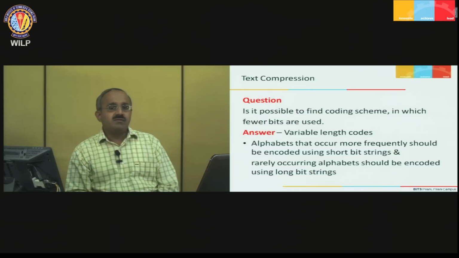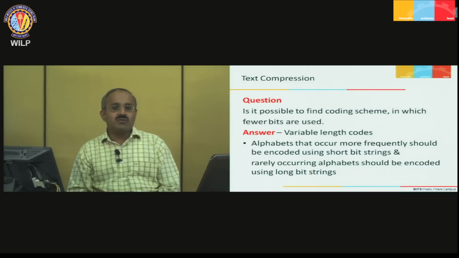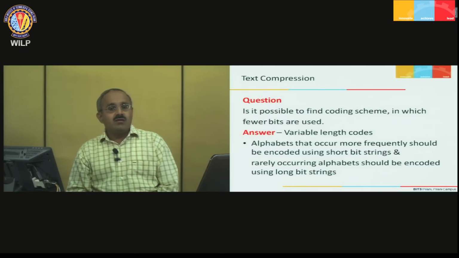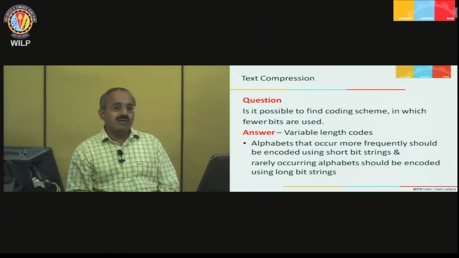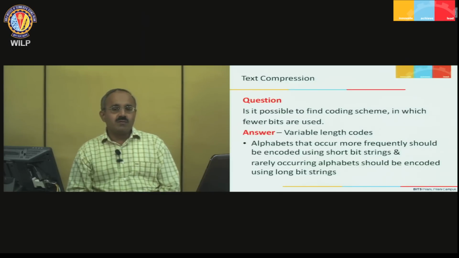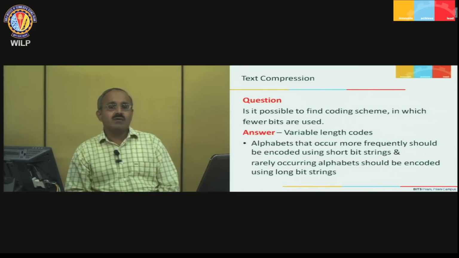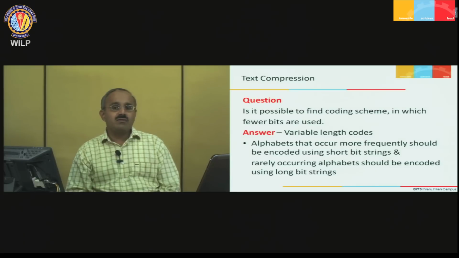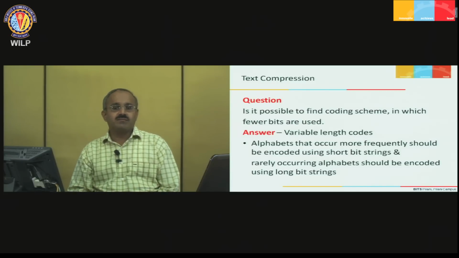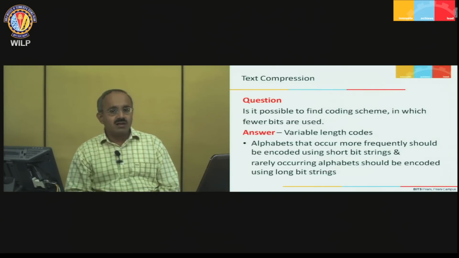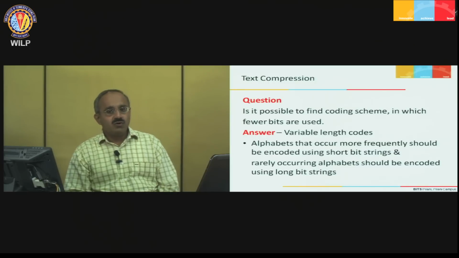So, the answer is to use what are called variable length codes. That is, alphabets which are going to occur more frequently, that means characters or alphabets that occur more number of times in the text that we are going to encode, should typically have short bit string representations or should be encoded by bit strings of shorter length, whereas alphabets which are going to occur rarely or are not so frequent can have longer bit strings. So, these are called variable length codes.